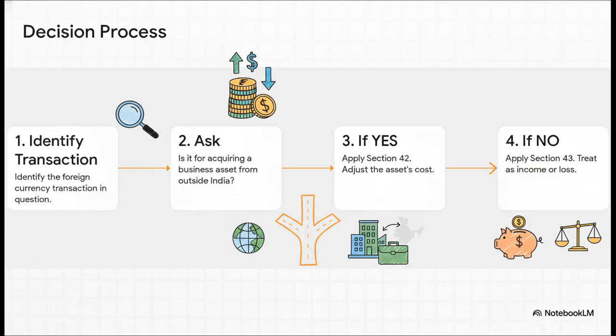So here is your mental flow chart. Every single time you have a Forex gain or loss, you just need to ask one simple question. Was this transaction for buying a capital asset from outside India? If the answer is yes, boom, you're on the Section 42 path. You adjust the asset's cost. If the answer is no, you stick with the default road, Section 43. That's the fork in the road right there.